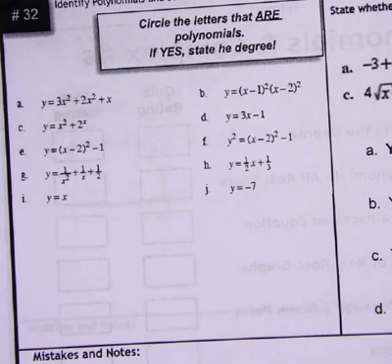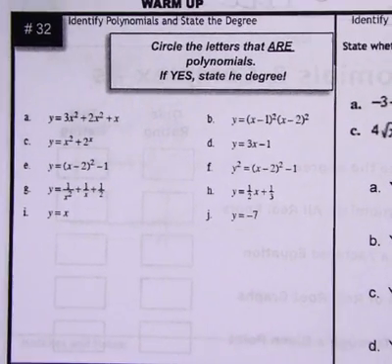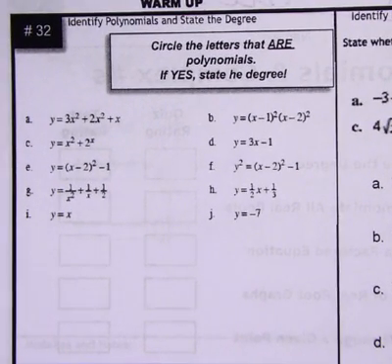Right, let's take a look at target 32. Identify polynomials and state the degree. In this question, you're asked to circle the ones that are polynomials, and if yes, give the degree. In looking at this, the whole idea in figuring out if something is a polynomial or not is based on the idea of what it is going to look like when you graph it.